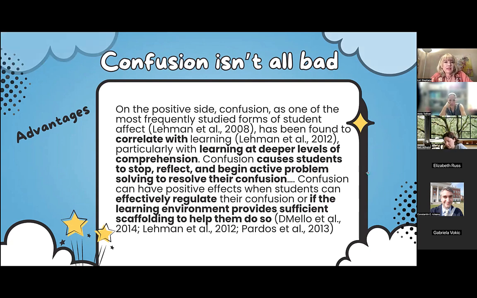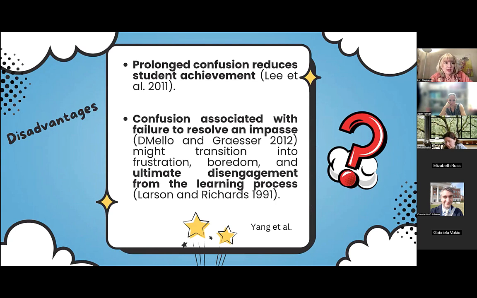So the problem is that we need to make sure that it's not an impasse for them, because it can result in reduced student achievement, according to Yang and his colleagues. Also, confusion associated with failure to resolve an impasse can create that ultimate disengagement from the learning process.